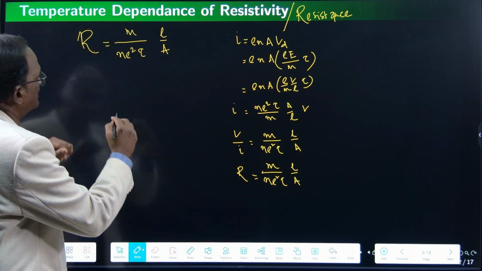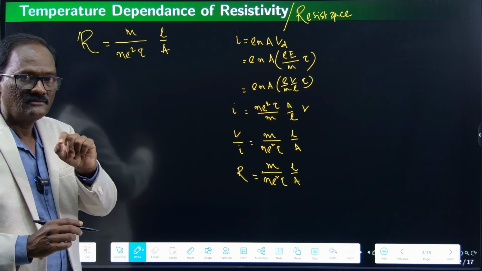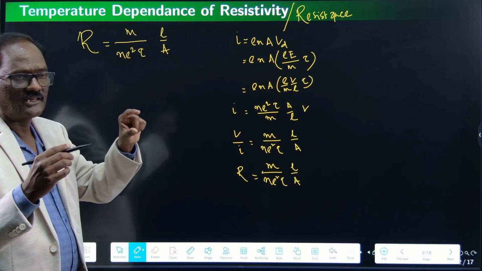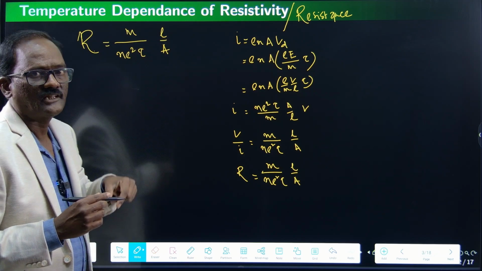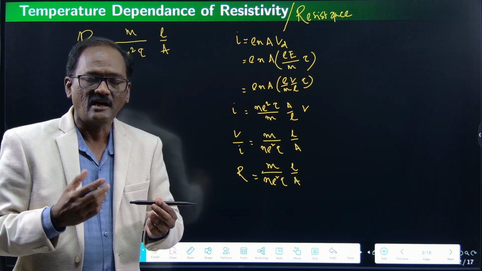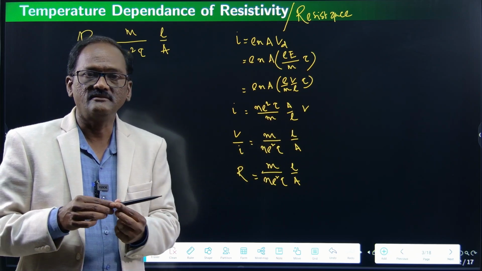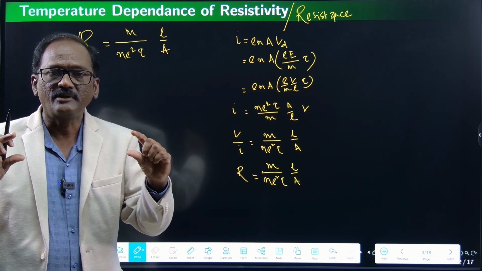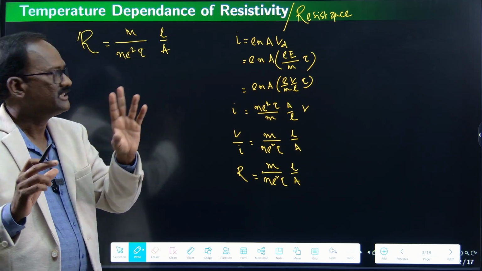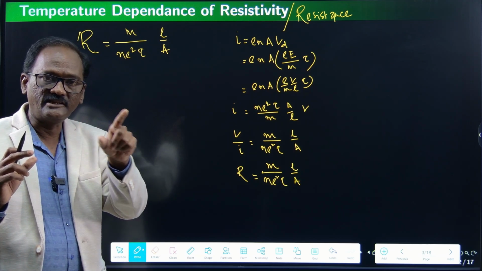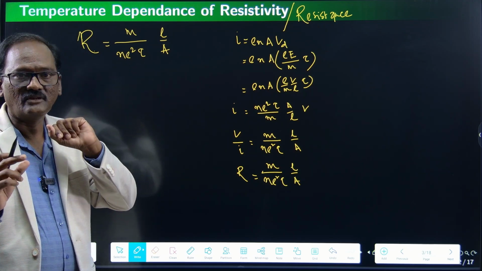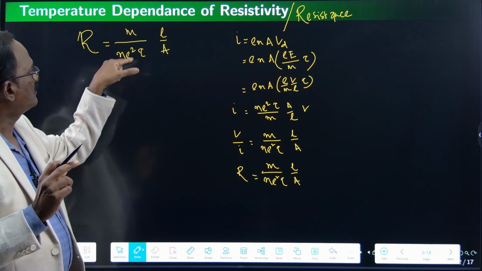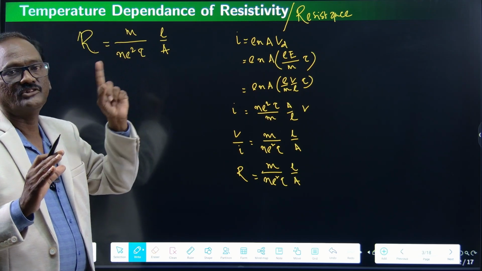Here m is constant, the mass of the electron; n is the free electron density; e is the charge on the electron; tau is the average relaxation time; L is the length of the conductor; A is the cross-sectional area of the conductor. The length and cross-sectional area are in the user's control. I can have any length and any area of cross-section, so these depend upon the shape of the material. But m, I can't change. Similarly n, if the material is chosen, is constant. e is the charge of the electron, and tau is the relaxation time. If you keep the temperature constant, tau is also constant, as discussed in the previous video. So m, n, e, tau are everything constant if you keep the temperature constant.